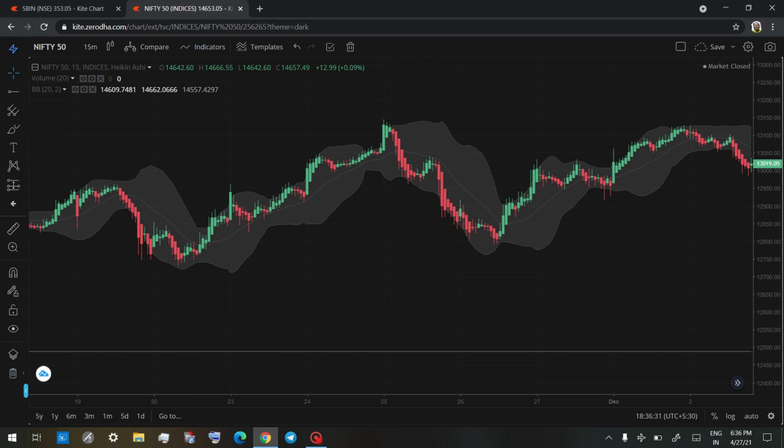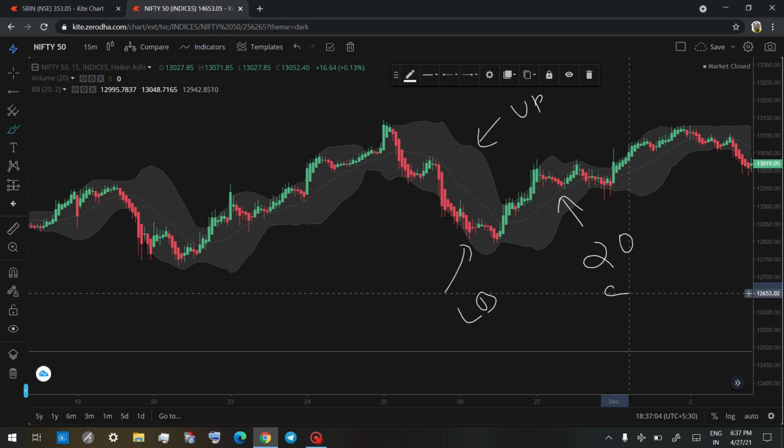Bollinger Band is an oscillator which helps us to find the buy and sell position of a stock. It also tells about the market volatility. Bollinger Band consists of three bands: one is the upper band, the other one is the lower band, and the third one is the 20-day simple moving average.